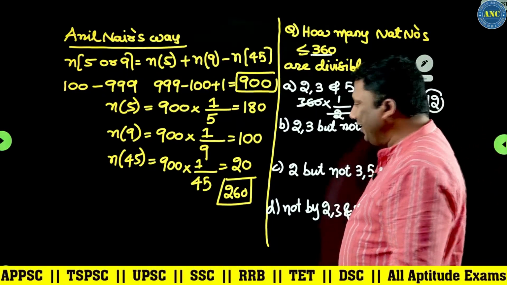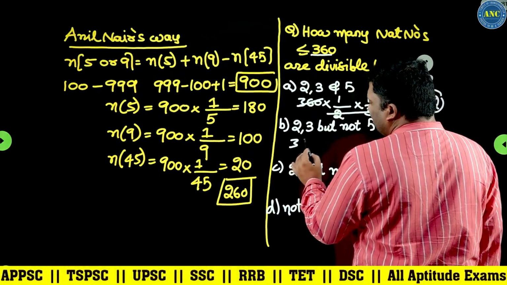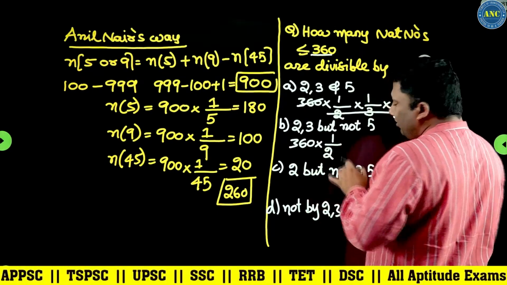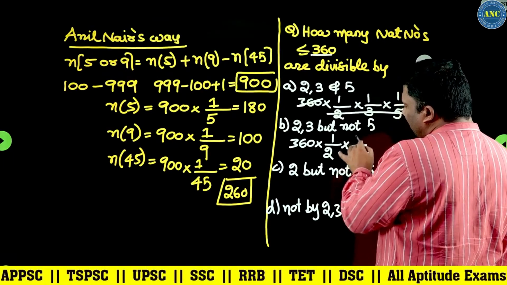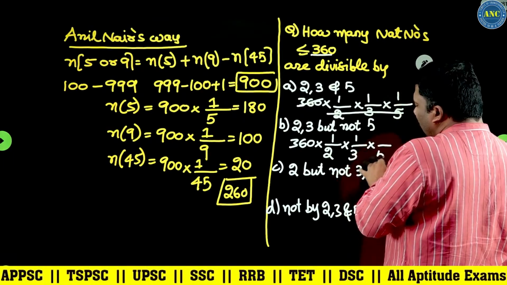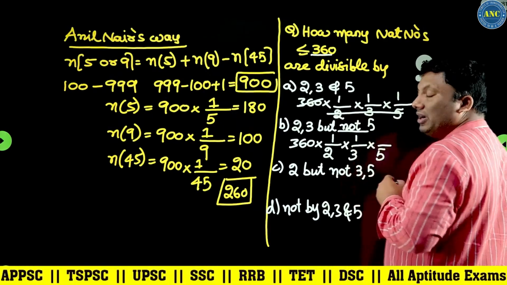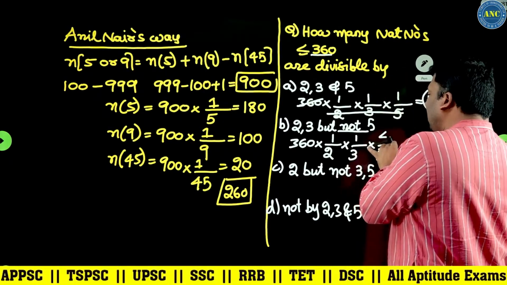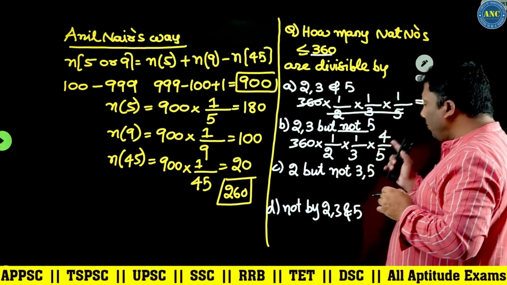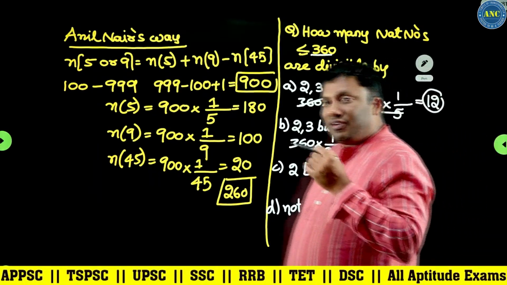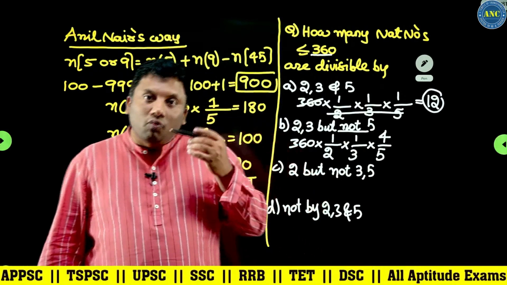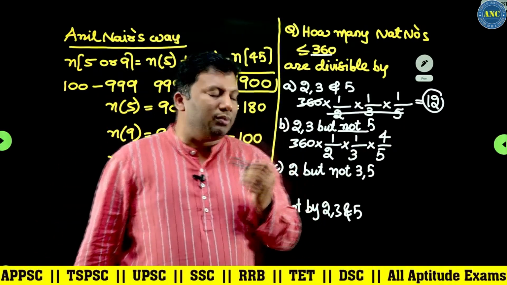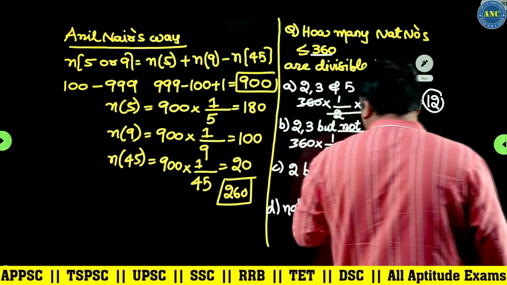Idea clear? Very interesting logic. For every 360 consecutive numbers, for every 2 numbers, one is divisible; for every 3 numbers, one is divisible; for every 5 numbers, one is divisible. But the statement is "but not by". For every 5, one is divisible. How many are not divisible? 4. I hope it is clear why we got 4 by 5. Out of 5, one is divisible, so not divisible is 4.